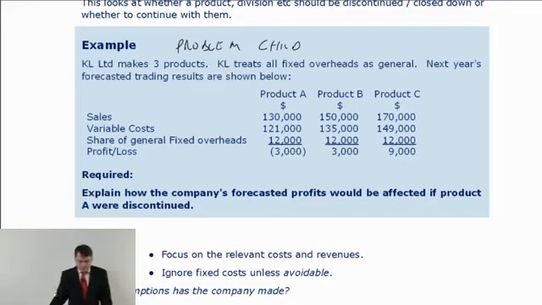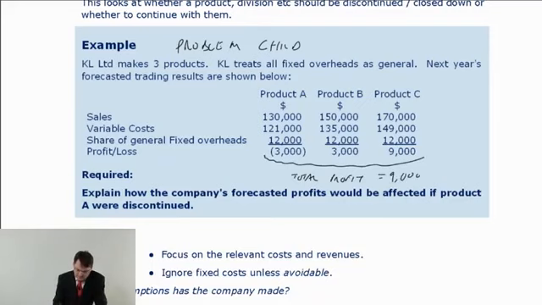Now, if you have a look at the numbers, we've got here product A, product B, product C. A makes a loss, B and C make profit. So the obvious thing to do is to close down A. Now, let's just look at what the total profit is first. Total profit is going to be $9,000. Because obviously you've got 9 plus 3 minus 3, $9,000. So we're going to close down product A because it makes a loss. So that product is going to go.